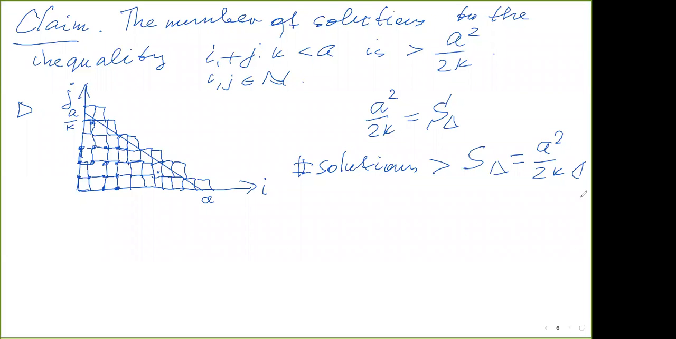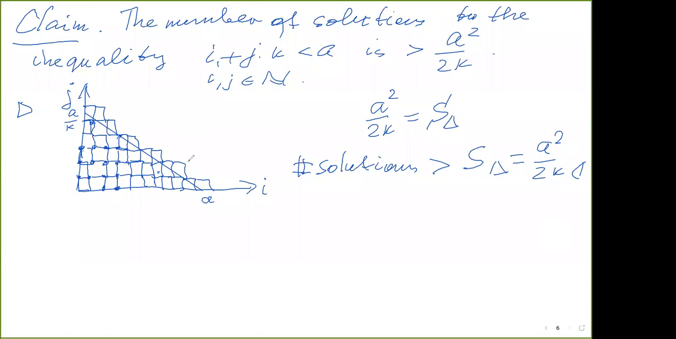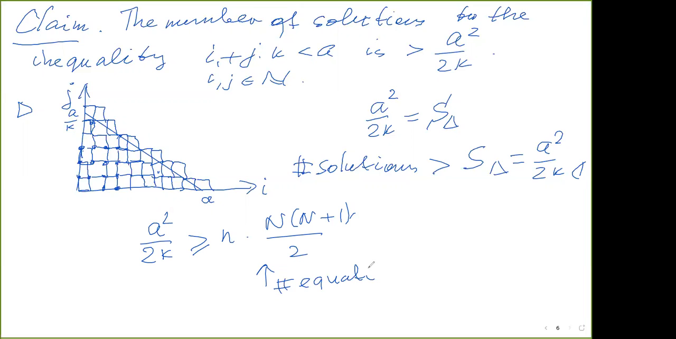And recalling that we know, by assumption, that a squared over 2 is larger than n times n, it is at least that much. So this is the number of equations. So this is the area.